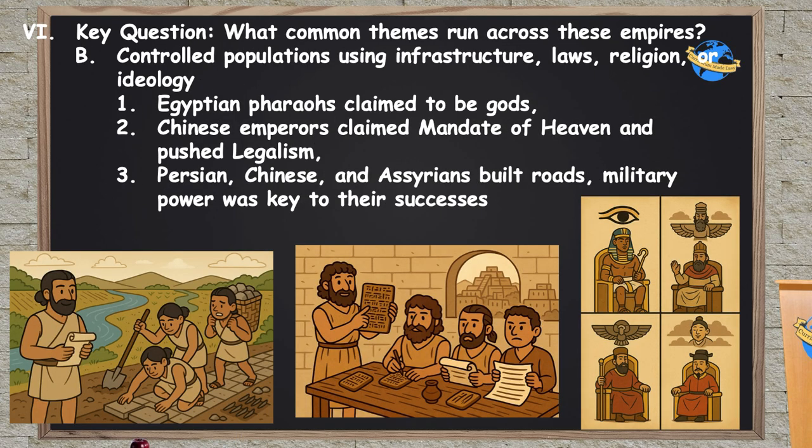Once they conquered a new area, they all used infrastructure, laws, religion, or ideology in order to keep people under control. Right? The Egyptians used the idea that the pharaohs are gods. The Chinese emperors used the idea of mandate of heaven, that the gods put them in charge, and so that's why they could use legalism. The Persians, Chinese, and Assyrians all built roads to connect these empires, promote trade, and move their armies, and military power was the key to all their success.